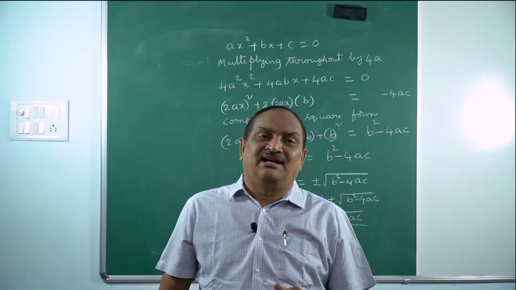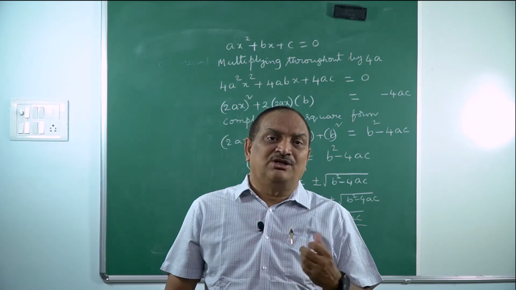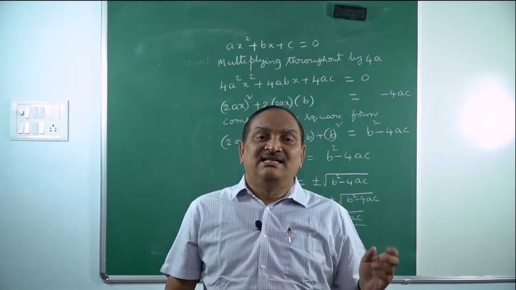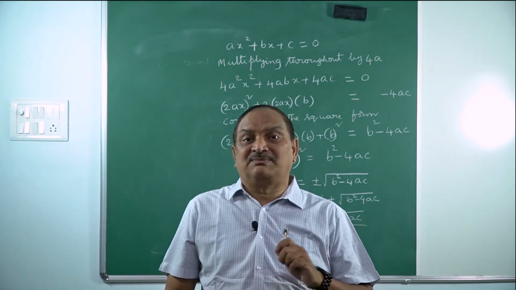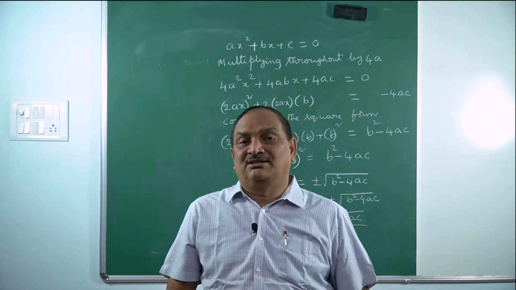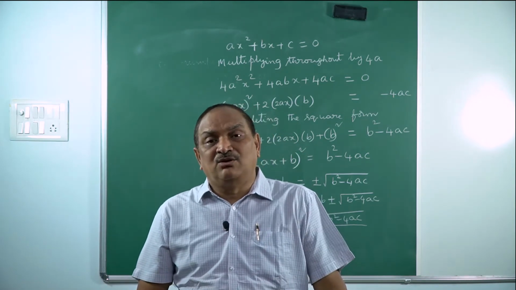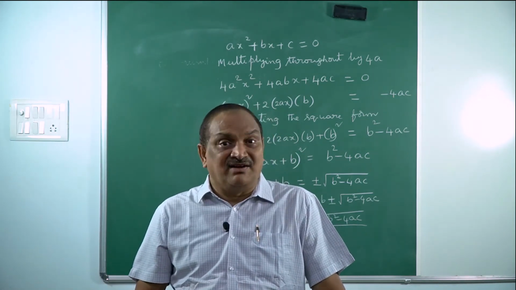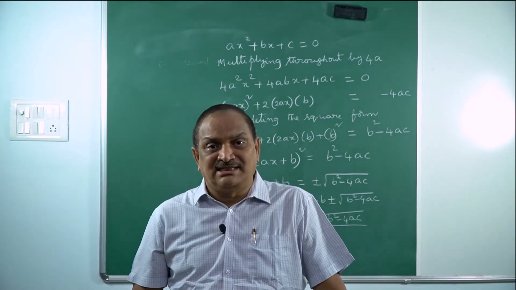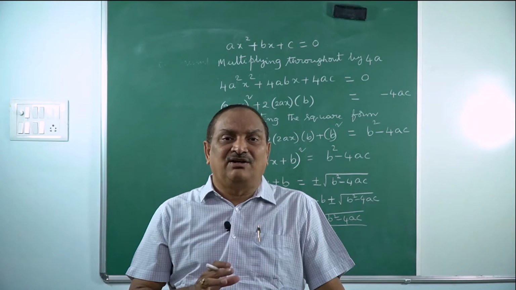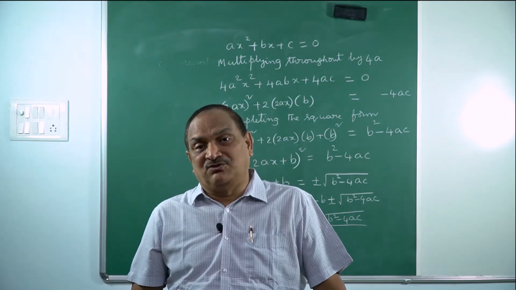Adding b square on either side, we get 2ax whole square plus 2 into 2ax into b plus b square is equal to b square minus 4ac. And on the left side, you have got 2ax plus b, a complete square. 2ax plus b whole square is equal to b square minus 4ac. Taking square roots on either side, 2ax plus b is equal to root over b square minus 4ac.